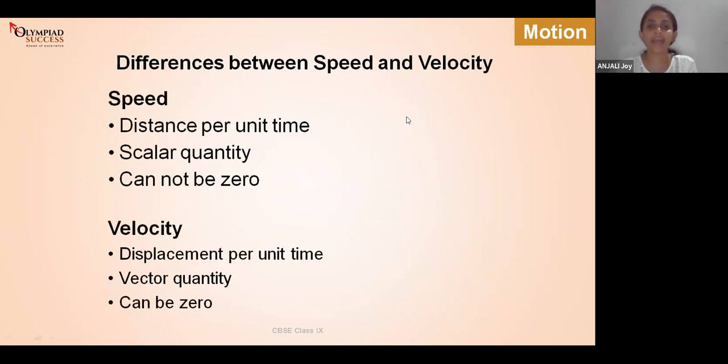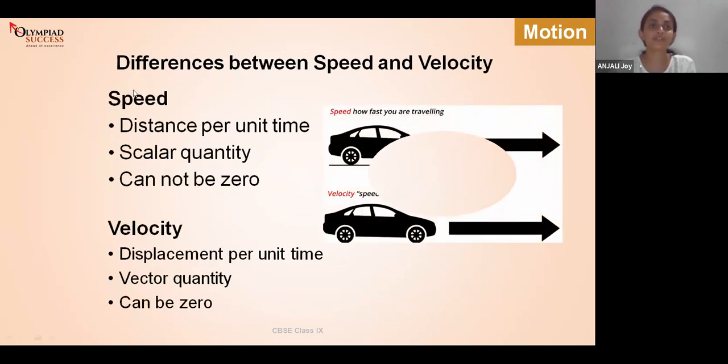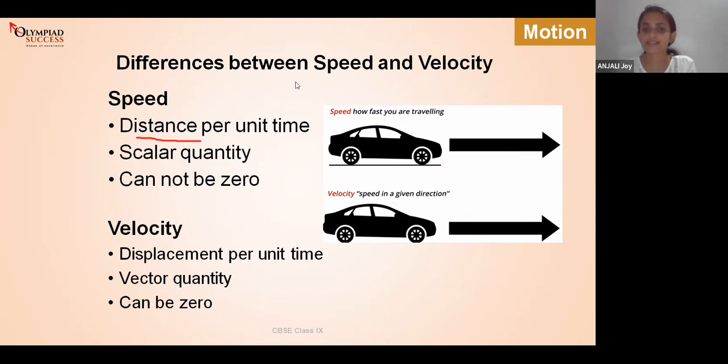Differences between speed and velocity. Now, based on distance and displacement, can you tell me, have you heard of the two terms, speed as well as velocity? Speed is actually distance per unit time. So we discussed distance. So distance divided by time would give us speed. Is it clear to you?